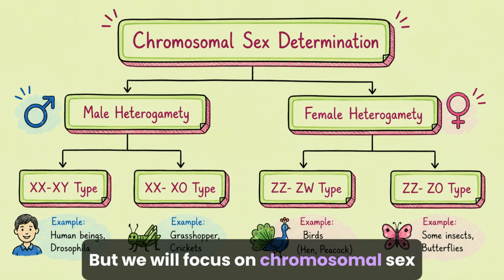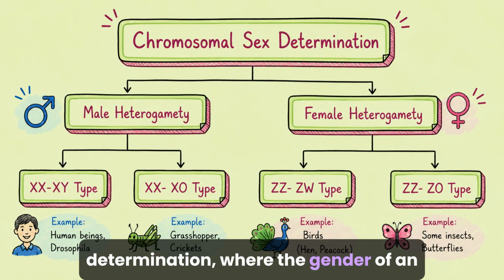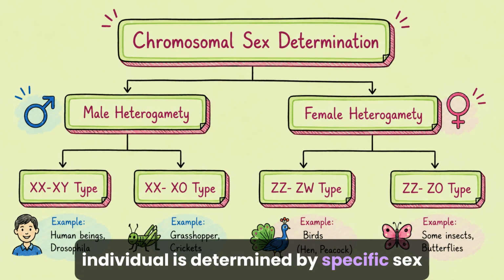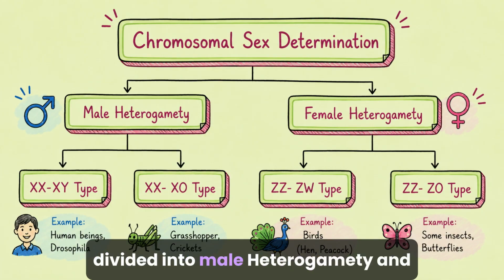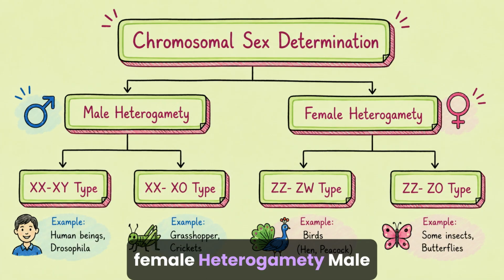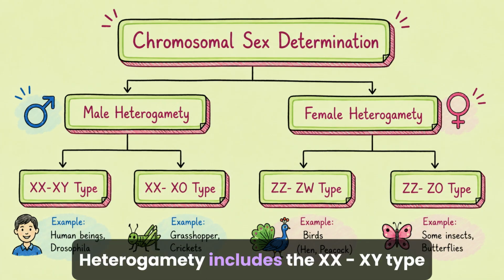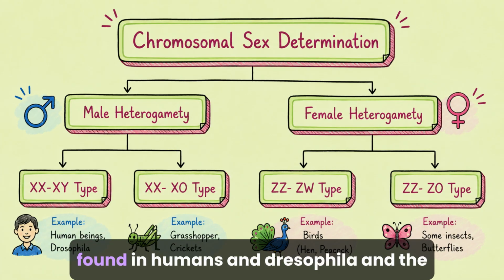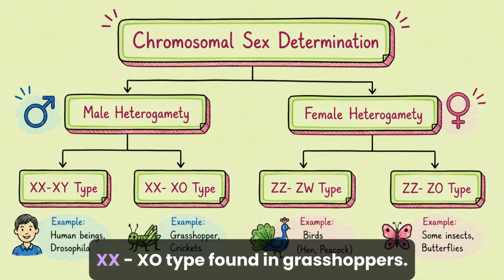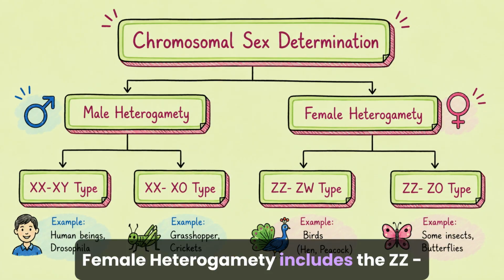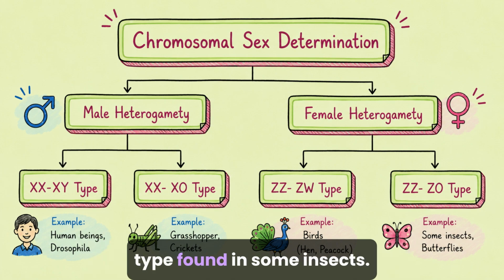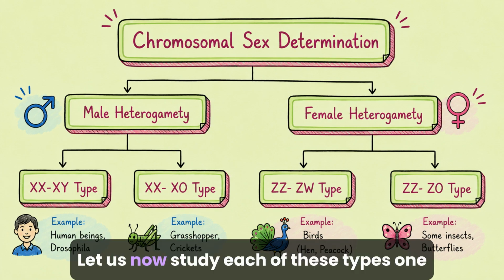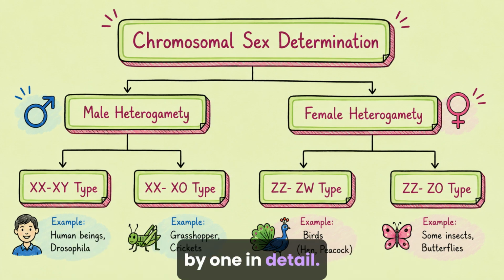But we will focus on chromosomal sex determination, where the gender of an individual is determined by specific sex chromosomes, or allosomes. It is further divided into male heterogamety and female heterogamety. Male heterogamety includes the XX-XY type, found in humans and Drosophila, and the XX-XO type, found in grasshoppers. Female heterogamety includes the ZZ-ZW type, seen in birds, and the ZZ-ZO type, found in some insects. Let us now study each of these types one by one in detail.